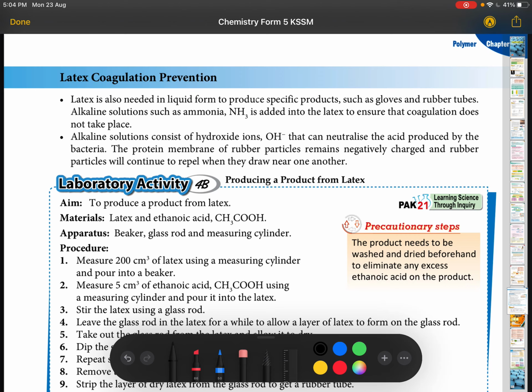So if you want to prevent coagulation, you just want to neutralize the acid before it reacts with the membrane. If you know this is an acid, you can just neutralize it using alkalis. So anything that has hydroxide ions or ammonia solution, because ammonia solution also creates hydroxide ions.